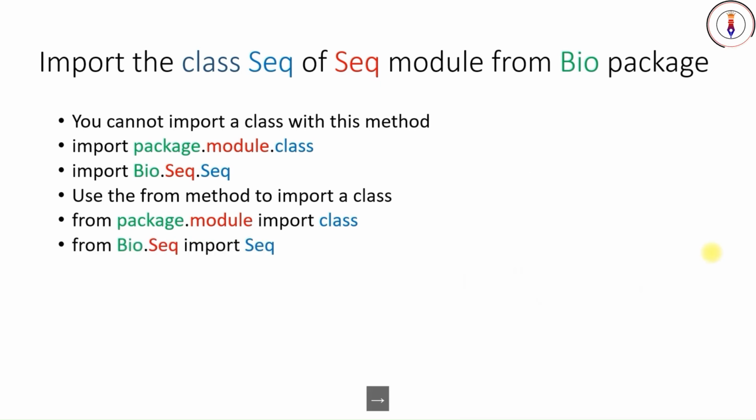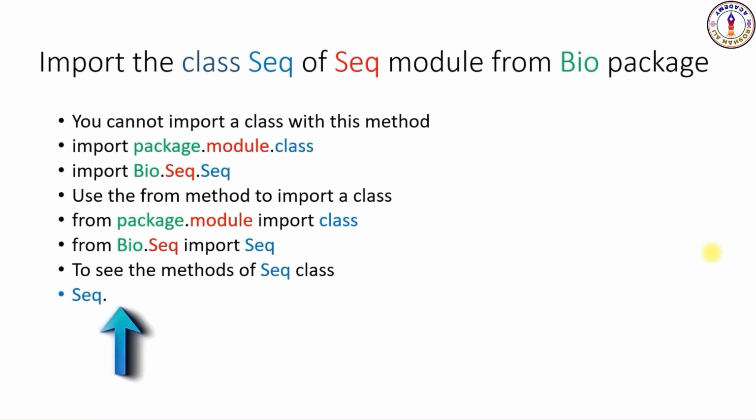As I told you in my previous lessons, there are three ways to see methods inside a class. The first one is dot method. Type class name and put a dot. Methods list will appear here. In the second method, you use dir command to see the list of methods of the class. In the third method, you use help command to see all the methods of the class with their detailed explanation as well as with examples.